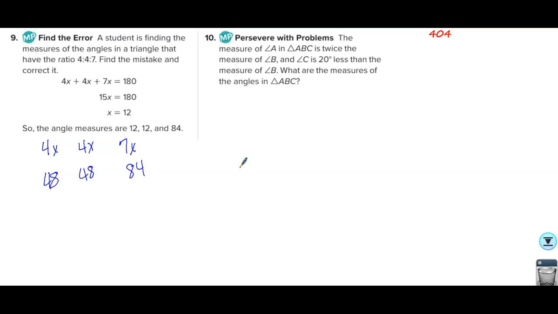We're not going to do number 10. I think it's just a little too complicated. The measure of angle A is twice the measure of angle B, and angle C is 20 degrees less than the measure of angle B. You would have to draw the triangle, and then you would have to create equations to represent those angles. Yeah, no, the state's not going to ask anything that complicated on a state test.